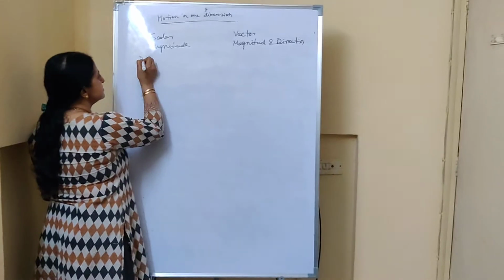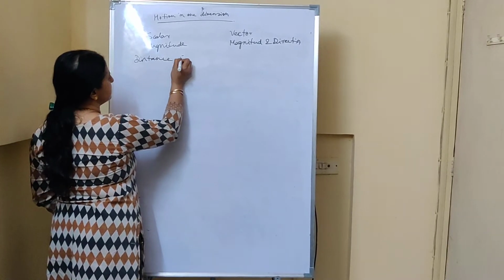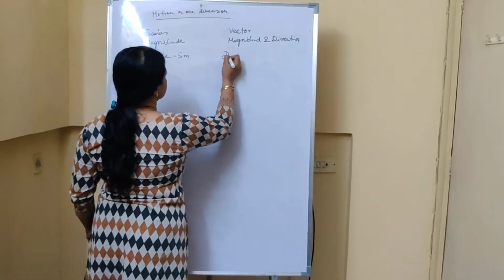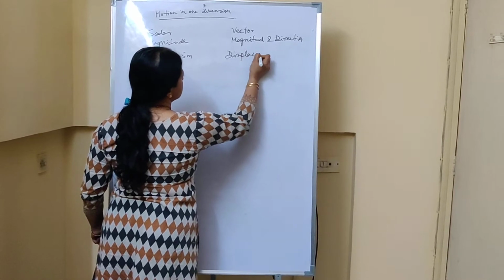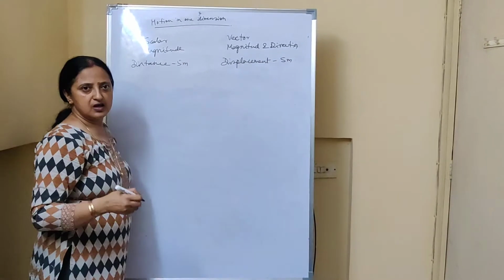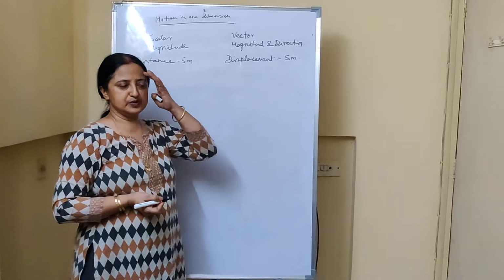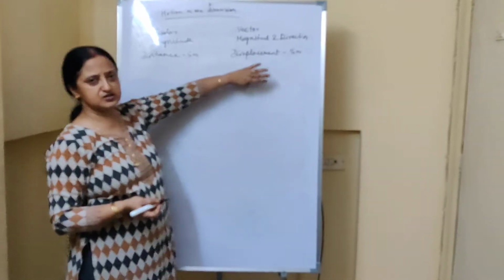When we say distance, when we talk about only magnitude, distance 5 meter, that is only magnitude. And when we talk about displacement, then we say 5 meter in a particular direction, that is east, west, north, south, then we say it is a displacement. So these are the differences between distance and displacement.